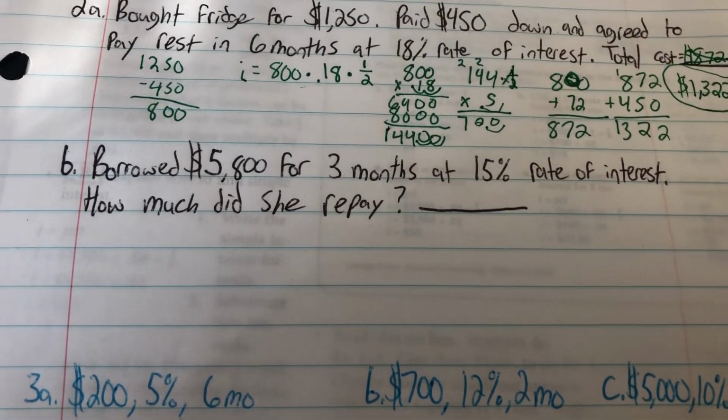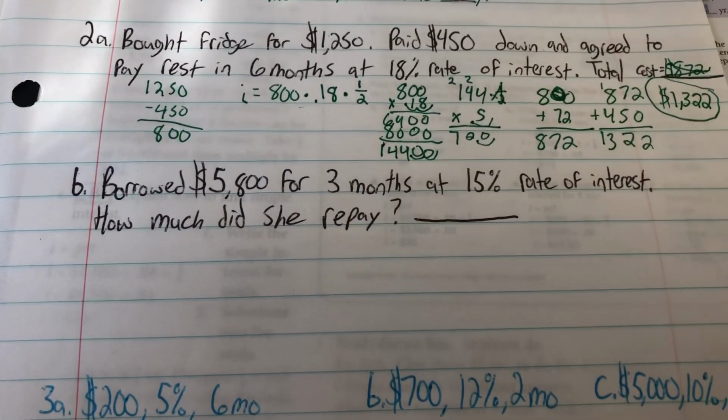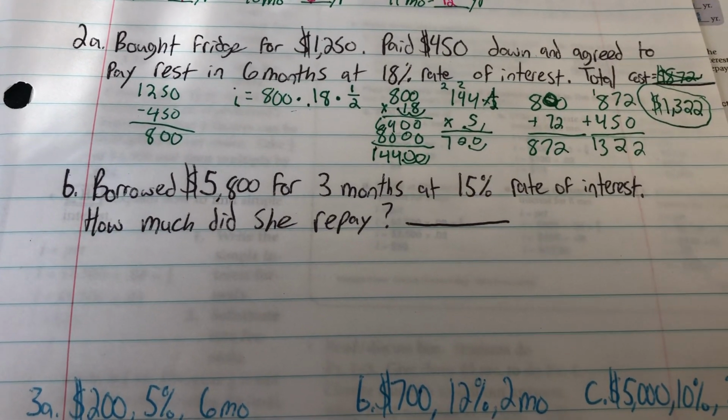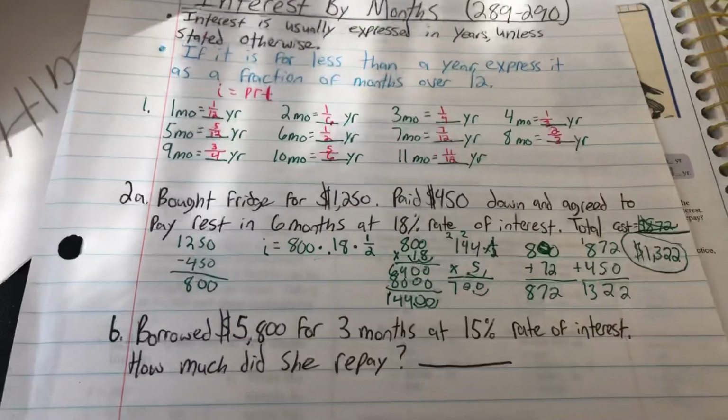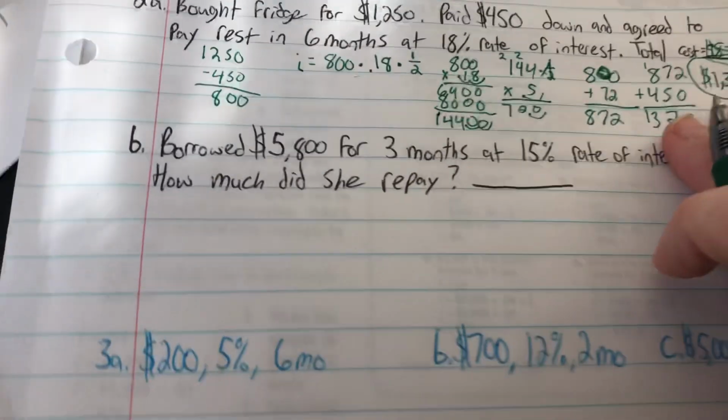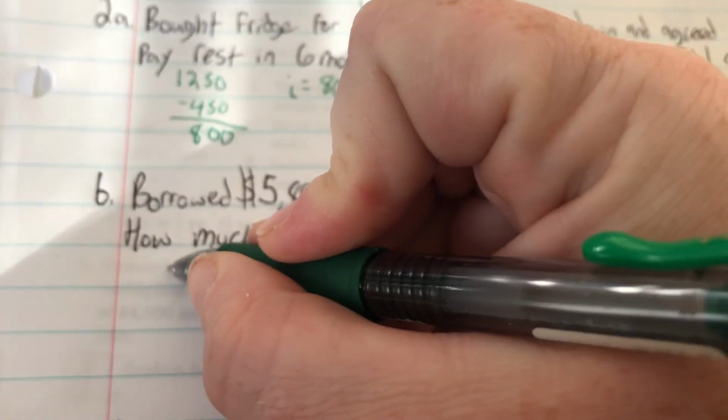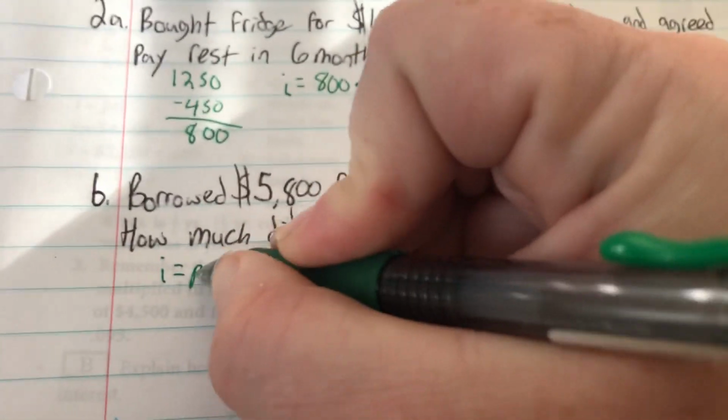On B, they borrowed $5,800 for 3 months at 15% rate of interest. There's no down payment or anything on this, so we just plug it in the formula of I equals PRT. So, I equals PRT.